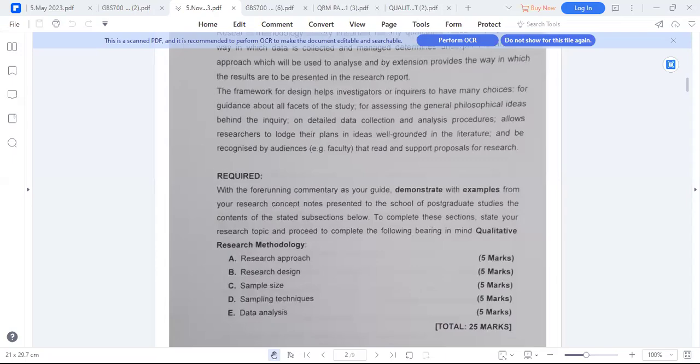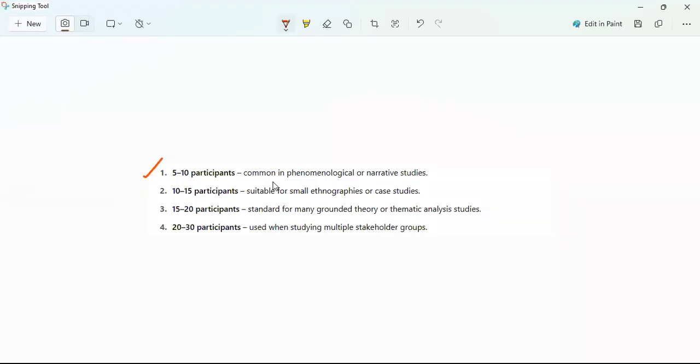Number one, if you're looking at 5 to 10, it's mainly very good for phenomenological or narrative, because they're telling stories about a phenomenon. Between 10 to 15, we're looking at small ethnographics or case studies, all right? If we're dealing with between 15 and 20, we're dealing with thematic analysis or grounded theory. 20 to 30, we're looking at multiple stakeholder groups.